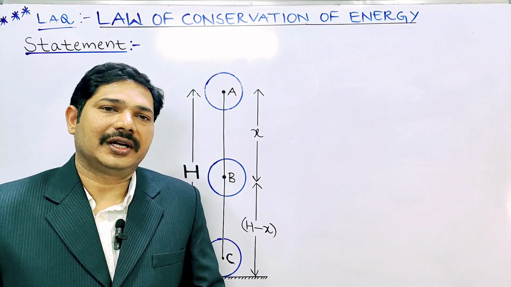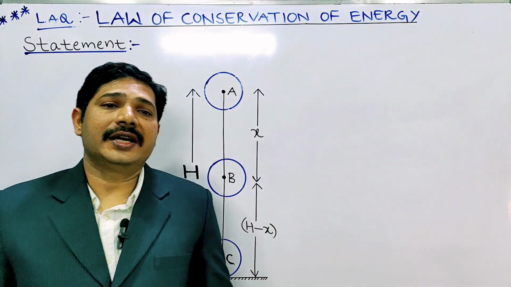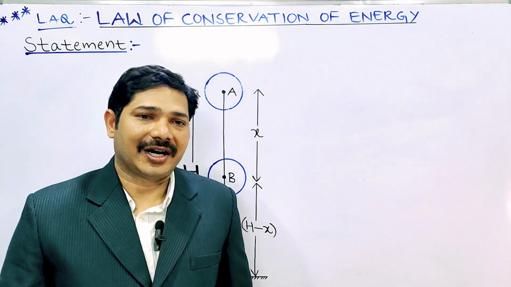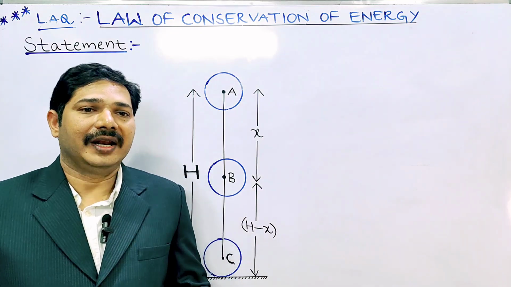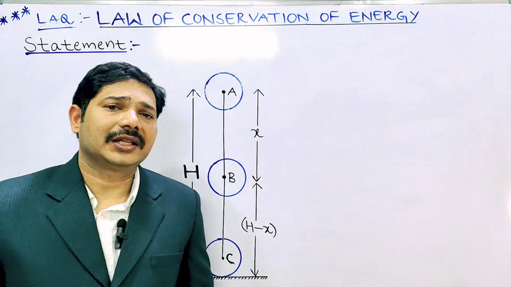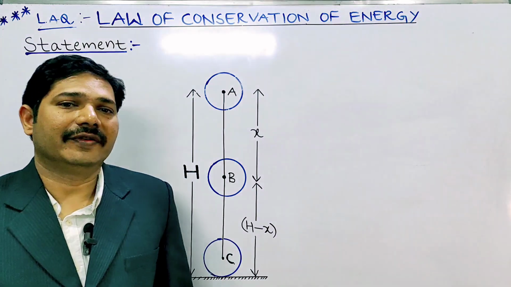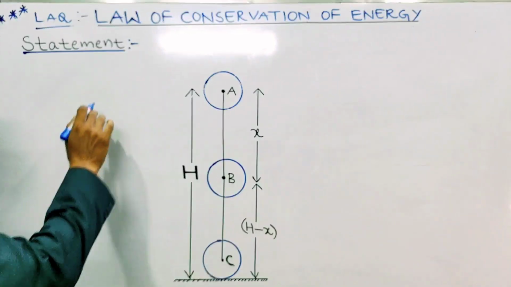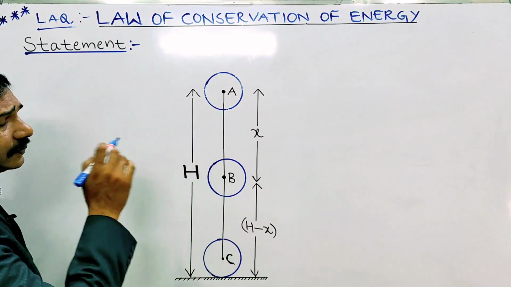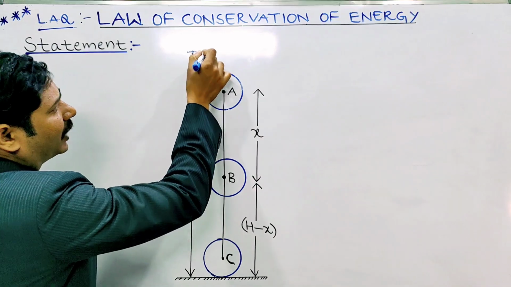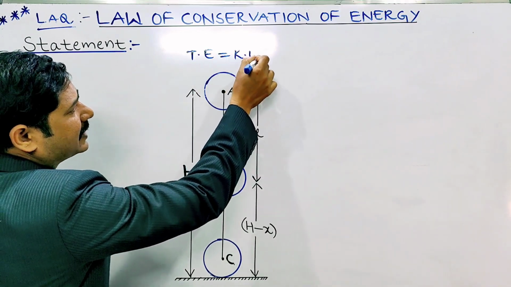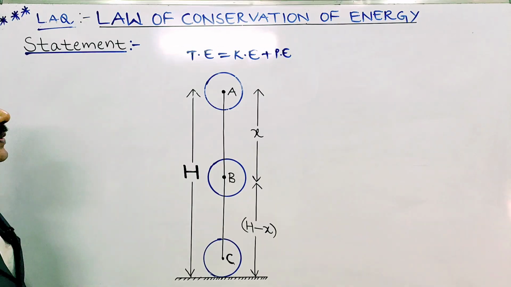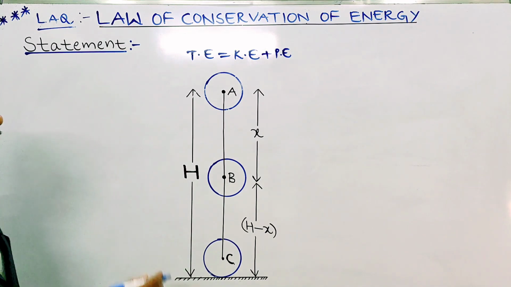The statement is on display also, so you can check: energy can neither be created nor be destroyed, and the total energy in the universe remains constant. That means one form of energy is converted into another form, but the total energy in the universe remains constant. That is called the law of conservation of energy. First you have to write the statement. Total energy is kinetic energy plus potential energy. After the statement, the proof.